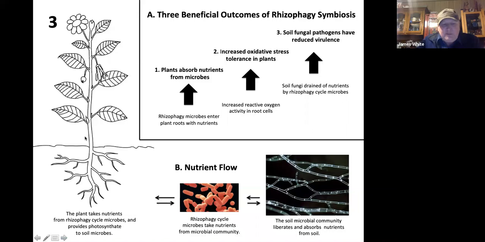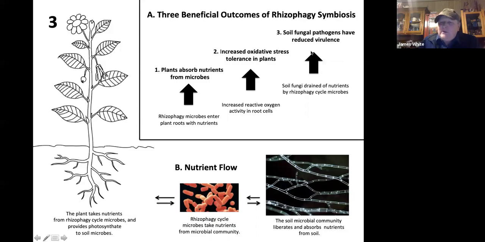So in the rhizophagy cycle, plants get nutrients from the soil, from that microbial community in the soil. Those nutrients flow to the plant, the nutrients that the plant needs. The plant has abundant carbohydrate, so it secretes out of the roots these carbohydrates and some other things that it has in abundance to feed that microbial community, keep it going. And in the process, number one, the plant absorbs those nutrients, so the plants grow better. The plants become more oxidatively stress tolerant. And that's partially because they're using reactive oxygen to get nutrients out of the microbes.